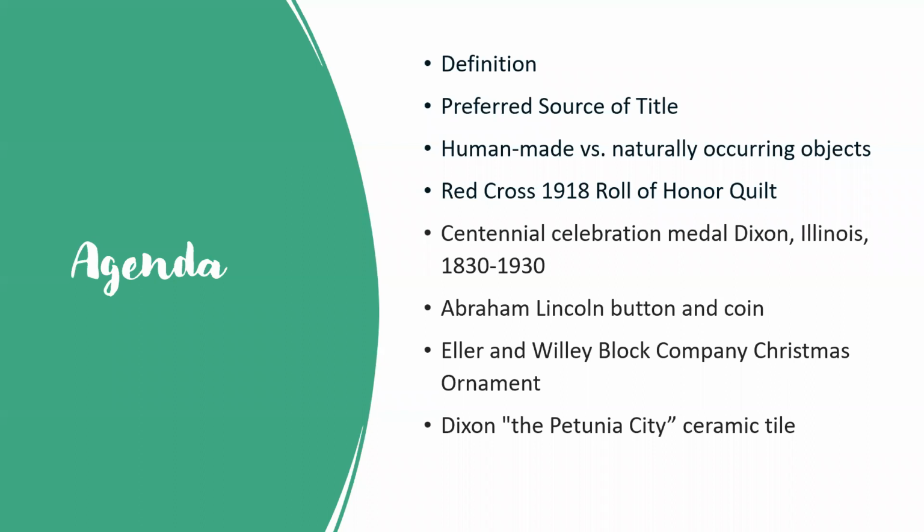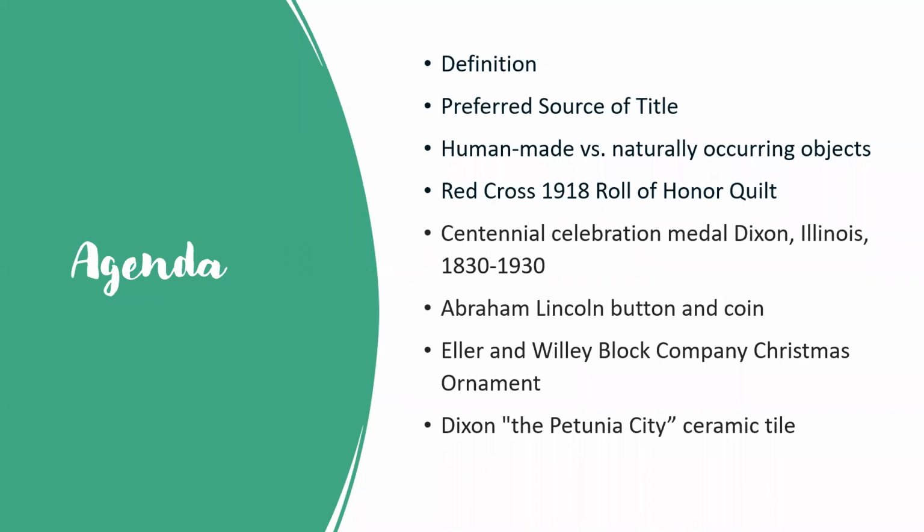Okay, so this is the agenda for this morning. First, we're going to have a definition of what Realia is, and then we're going to talk about where to find the preferred source of title. And then we're going to briefly go over human-made versus naturally occurring objects. And then I'm going to be showing you some examples of Realia that the CMC has cataloged recently-ish within the last 18 months or so.